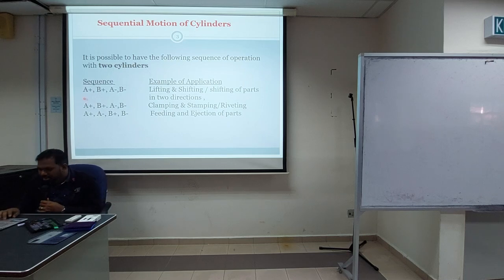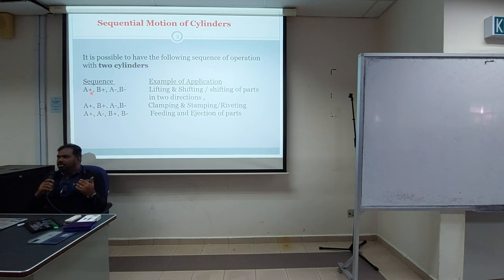So let's say you have 3 cylinders: A plus, B plus, C plus, A minus, B minus, C minus. So don't create a circuit A plus, B plus, C plus, A minus, B minus and forget C. Tak boleh macam tu. Make sure you complete the circuit. So you can see the sequence: cylinder A extends, cylinder B extends, cylinder A retracts, cylinder B retracts.